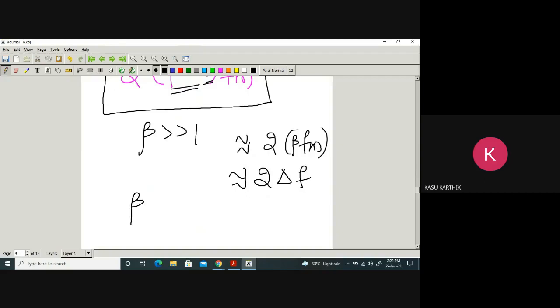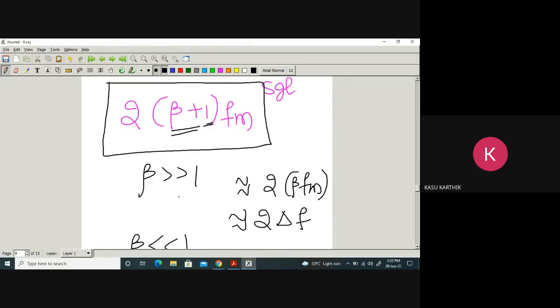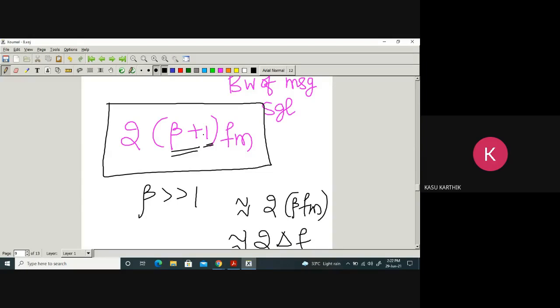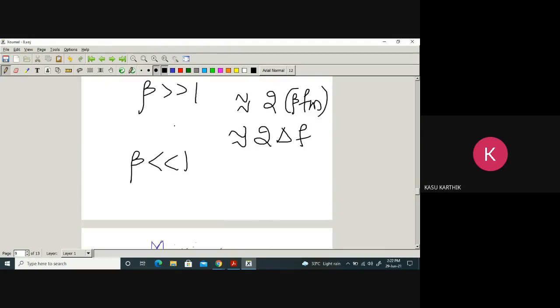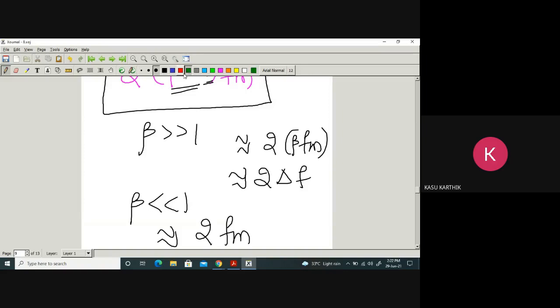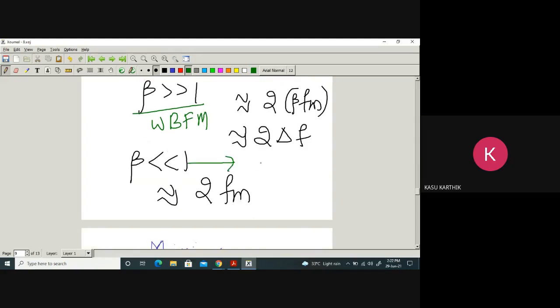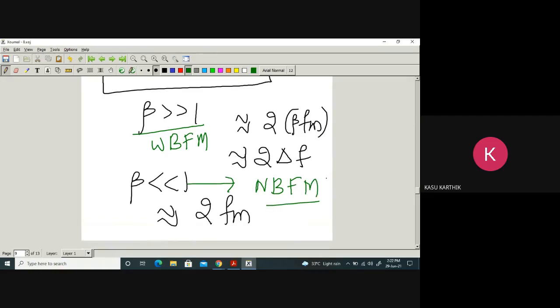If beta is much, much less than 1, obviously what do you neglect? Beta is small compared to 1, so you neglect beta. Obviously, what is the bandwidth? 2 FM. So this is the formula of wideband FM, and this is the formula of bandwidth for narrowband FM. Is it clear? In narrowband FM we have only 2 sidebands, FC plus FM and FC minus FM, one pair of sidebands.